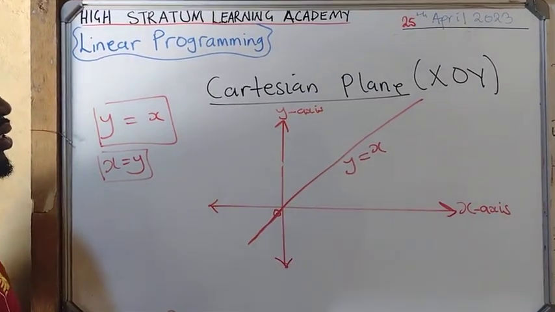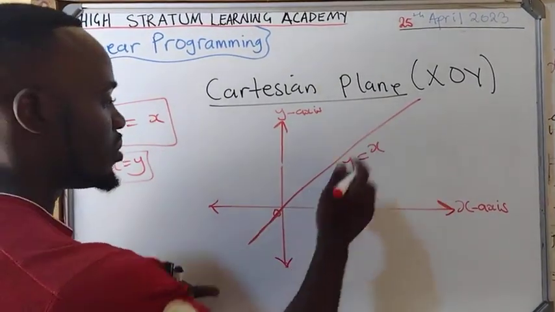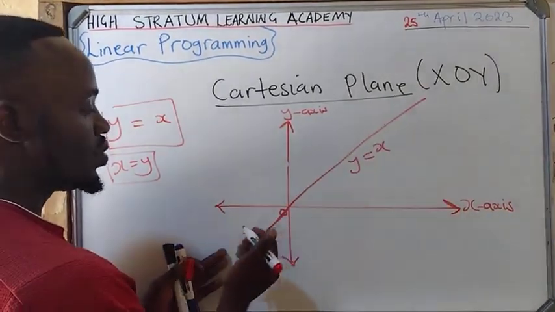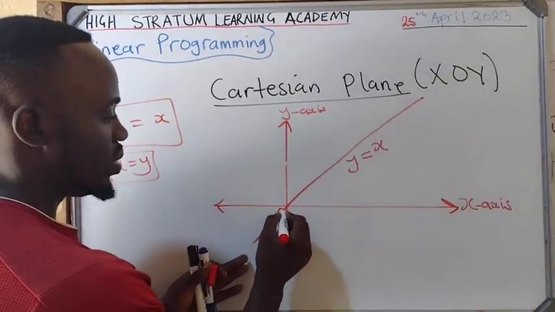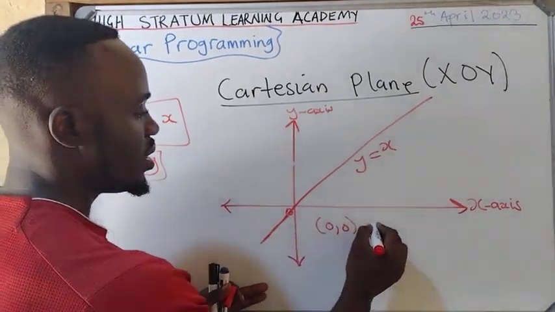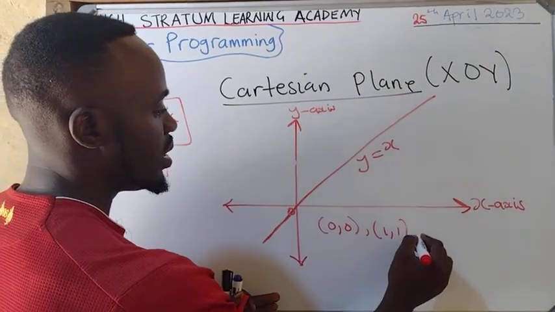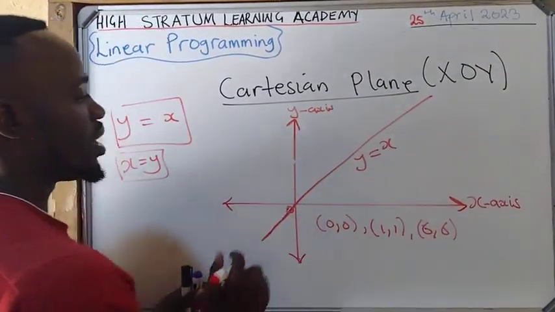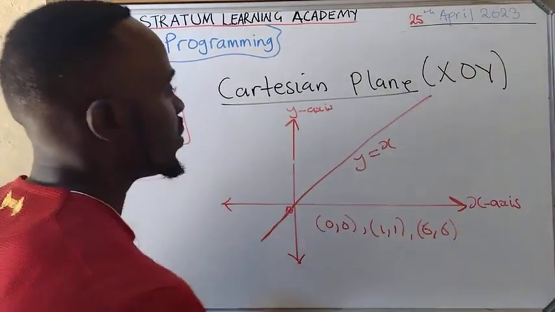Y equal to x. Okay, so this line, the way it's drawn, we understand that this is a straight line. The points were like this. You are starting from the origin, so it's 0, 0. For instance, you have 1, 1, or you have 6, 6. This is the line that you have come up with, a straight line.